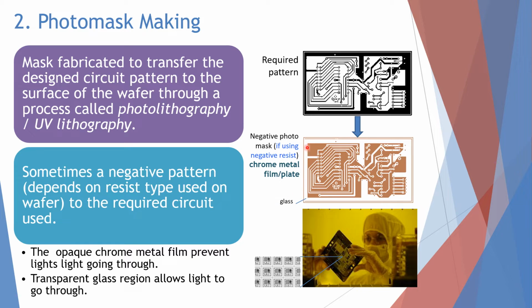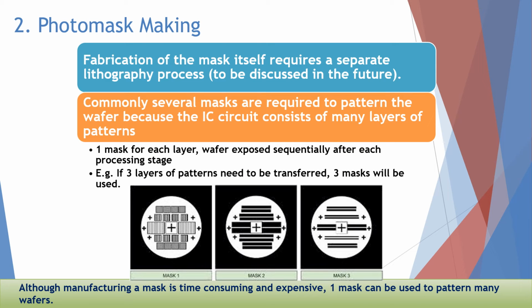Usually the material used for this mask is glass. If you can see here, they use glass and then print the circuit on this area, and the area that is not supposed to be circuit will be covered with the chrome metal film. The fabrication of the mask in order to create the IC design also requires a separate lithography process. This one we will see in the future, when we look into the lithography processes.